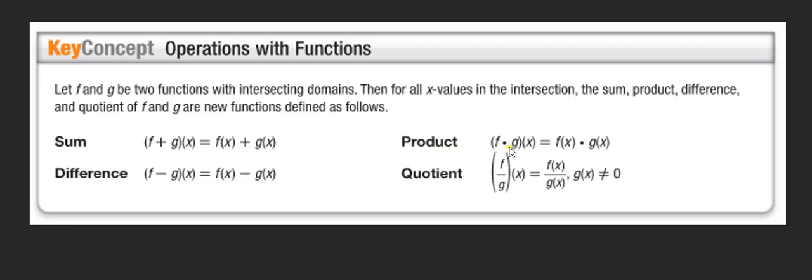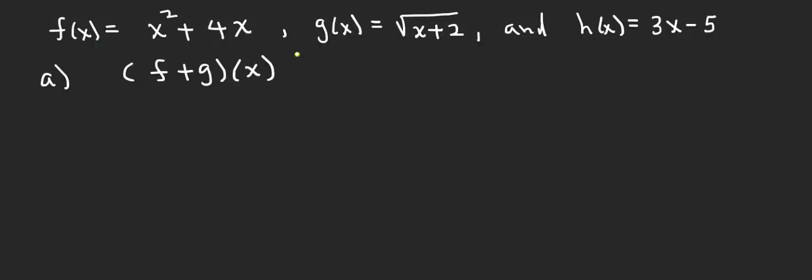This means product, so f of x times g of x. And this is a quotient, which means f of x over g of x, where g of x cannot equal 0. So we have f of x, g of x, and h of x. And they want us to find f plus g of x.